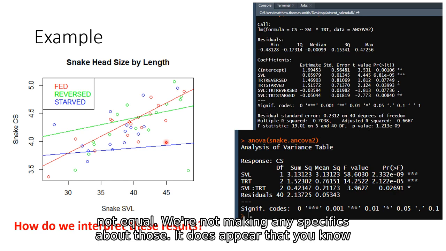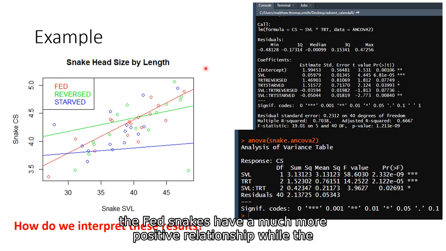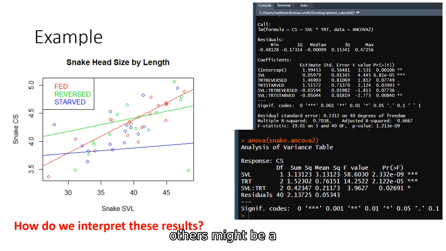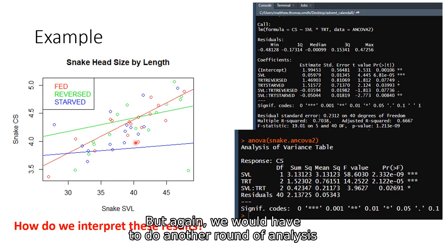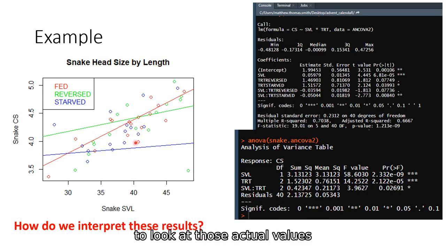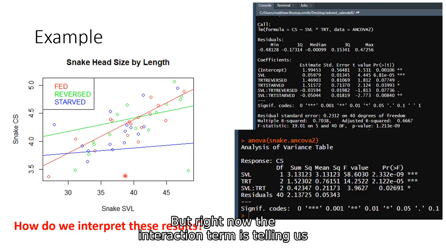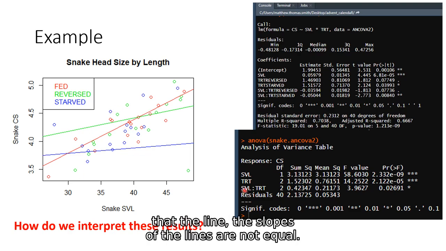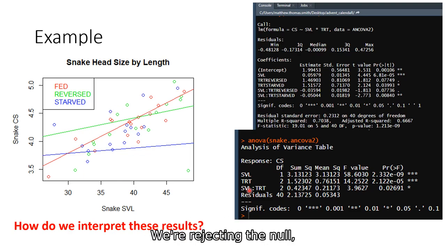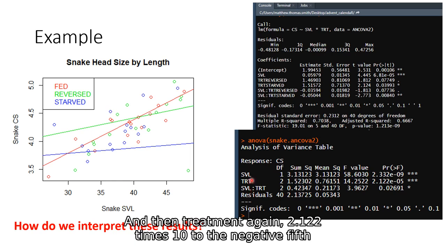not equal. Notice that all we're saying is they're not equal. We're not making any specifics about those. It does appear that, you know, the fed snakes have a much more positive relationship, while the others might be a little flatter, right? But again, we would have to do another round of analyses to look at those actual values to see who's different from who. Okay? But right now, the interaction term is telling us that the slopes of the lines are not equal. We're rejecting the null, accepting the alternative hypothesis there.